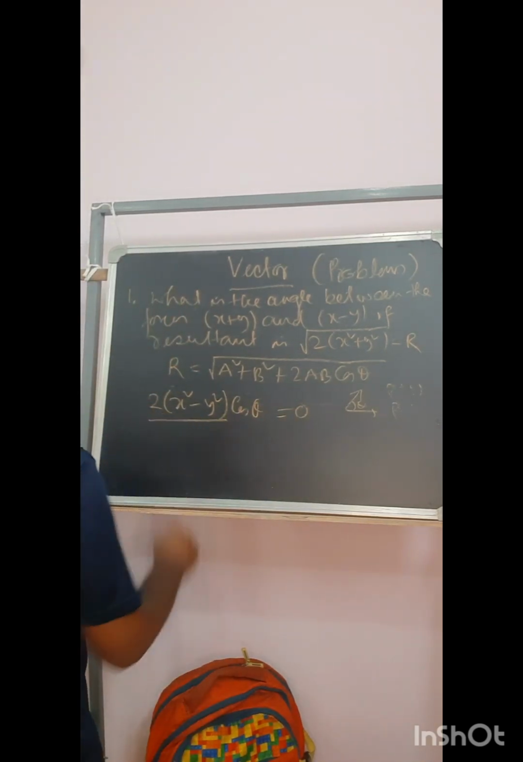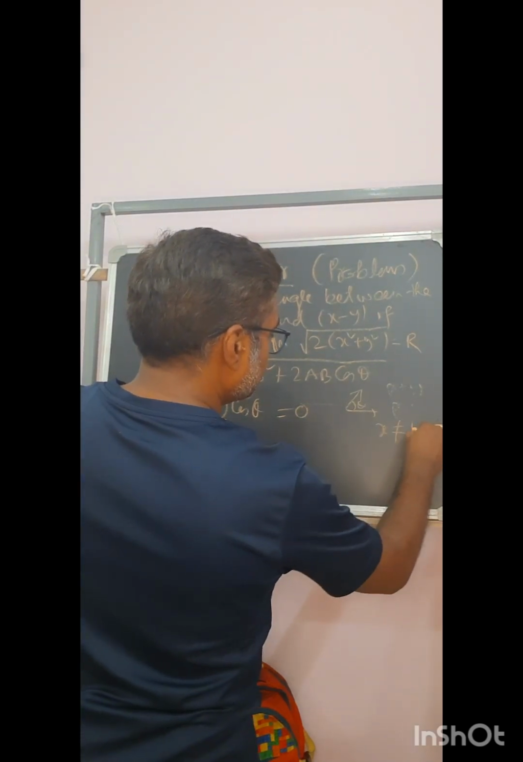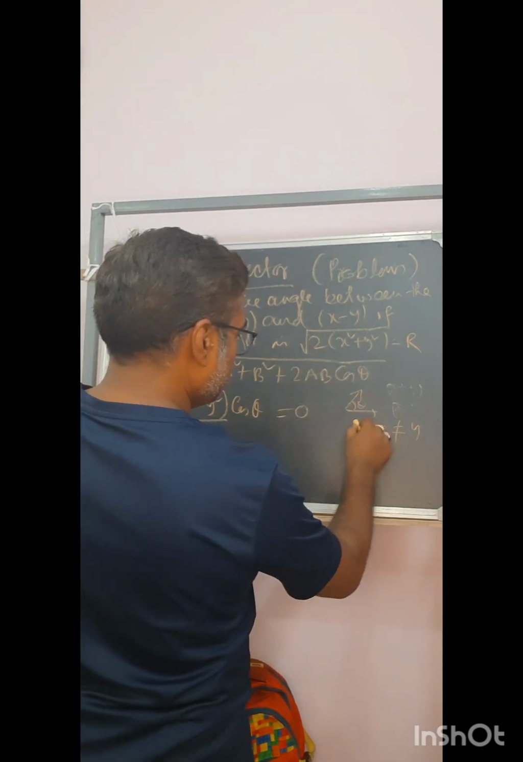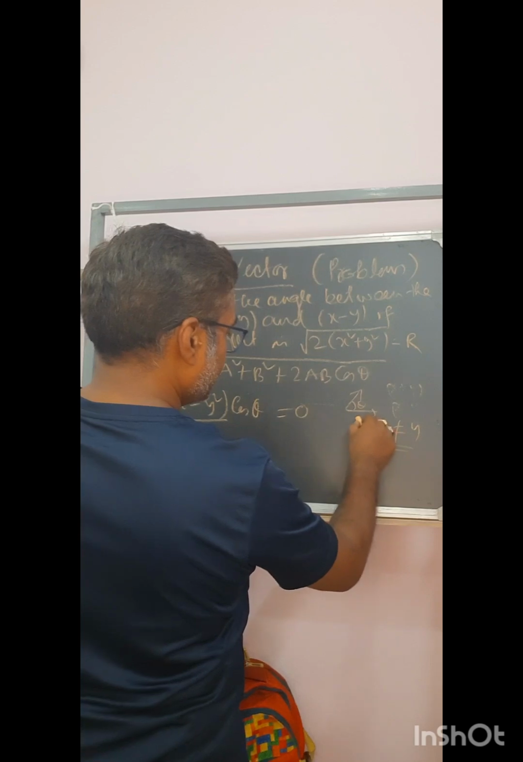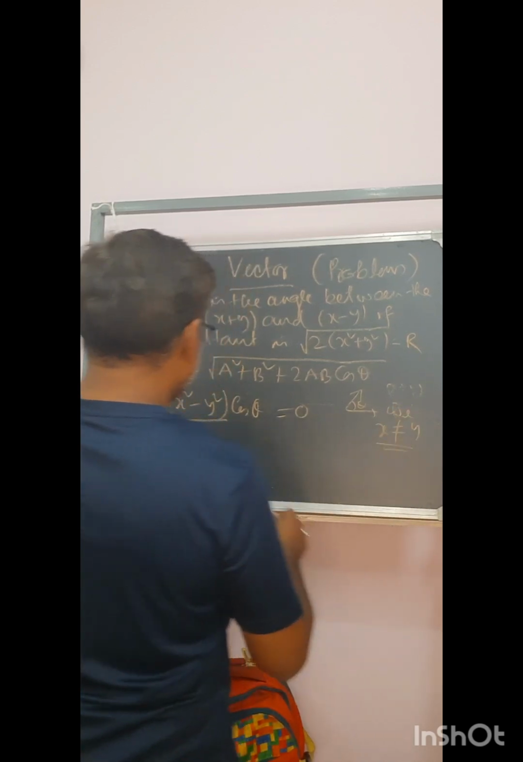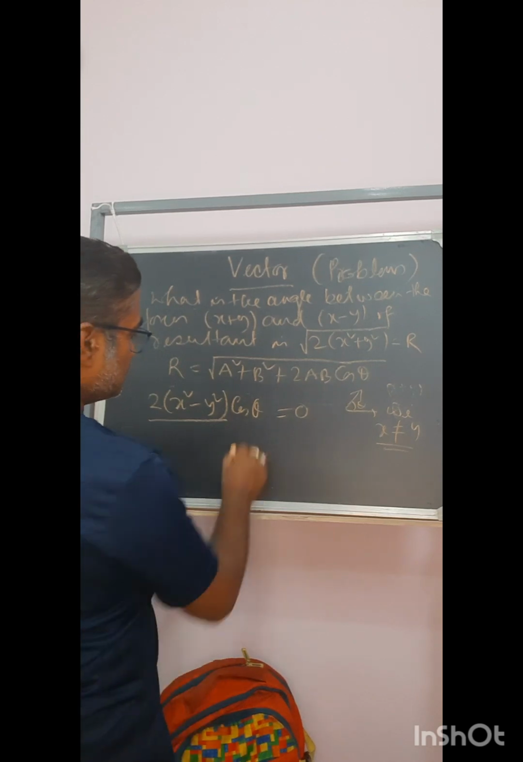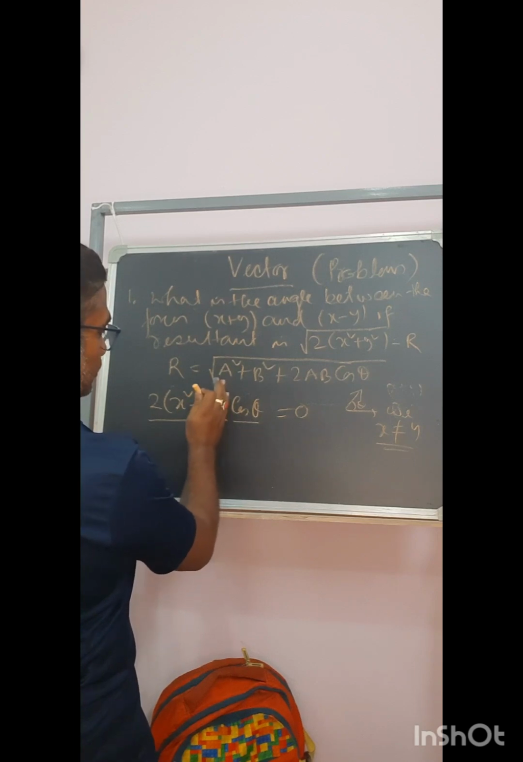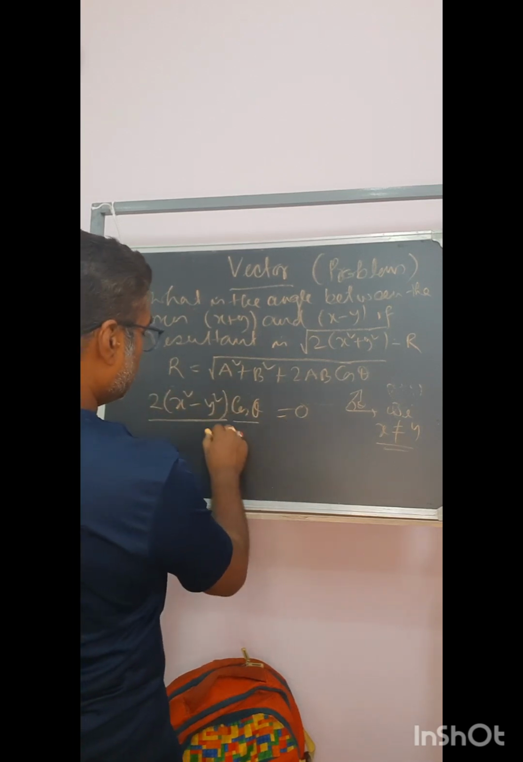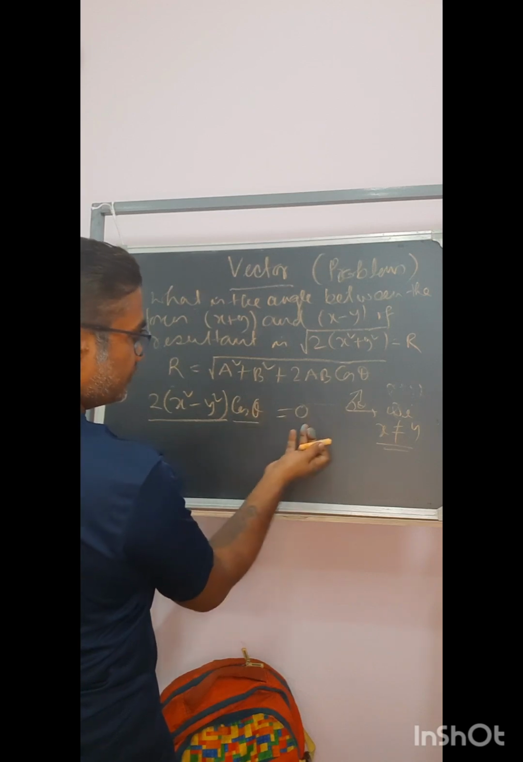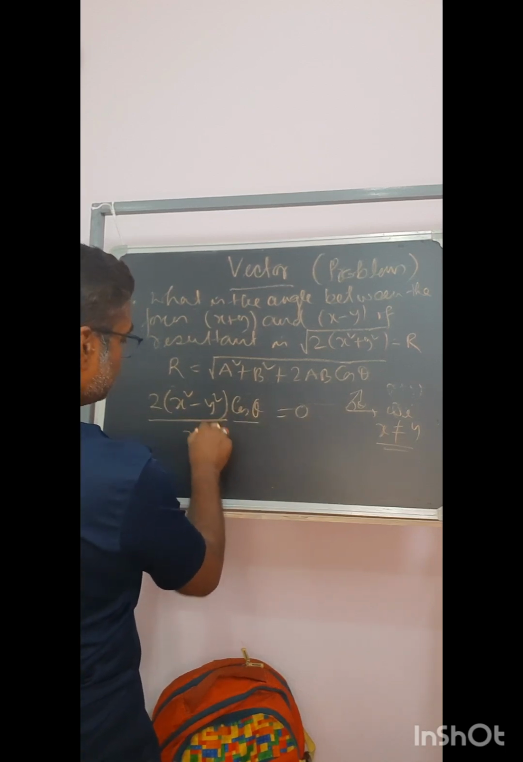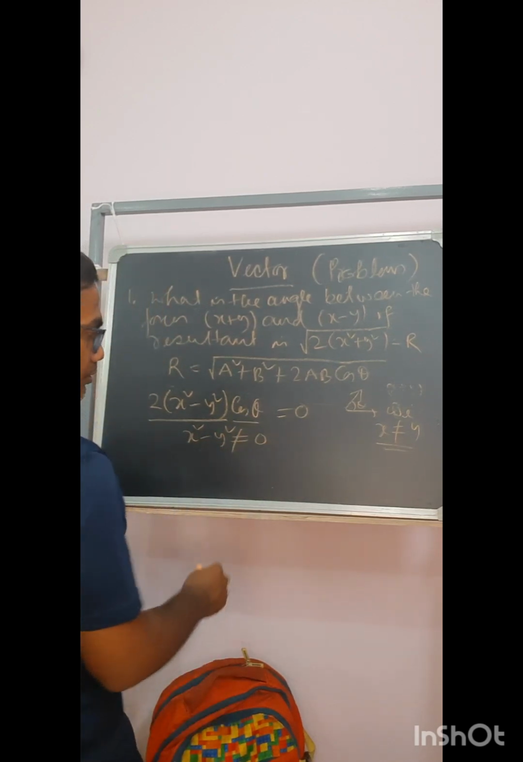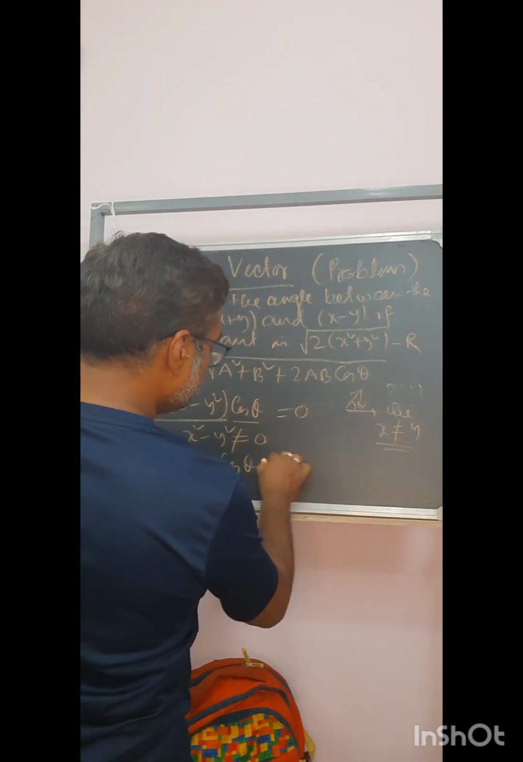As x and y are not equal, you can assume x is not equal to y, that's why it can be represented as x plus y and x minus y, otherwise there would be a null vector. So as per the condition you can assume x is not equal to y. If it is so, this cannot be 0. So this has to be 0, since the product of two values will be 0 only if either of them is 0. But x is not equal to y, that means x square minus y square cannot be 0. Then cos theta must be 0.